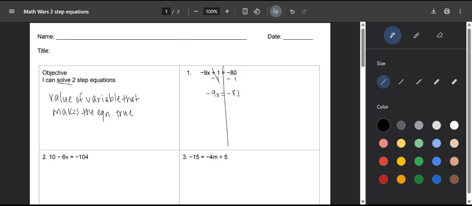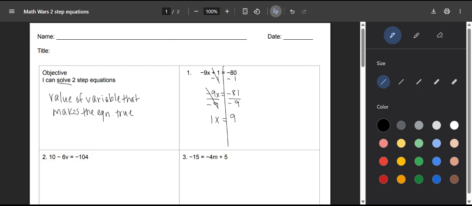Got ahead of myself. Now on my hanger diagram, I've got 9 of those negative x's equal to negative 81. I need to break them into equal groups. So I'm going to undo this multiplication using division. When I divide negative 9 by negative 9, I get a 1. And then this gets me positive 9. x is equal to positive 9.